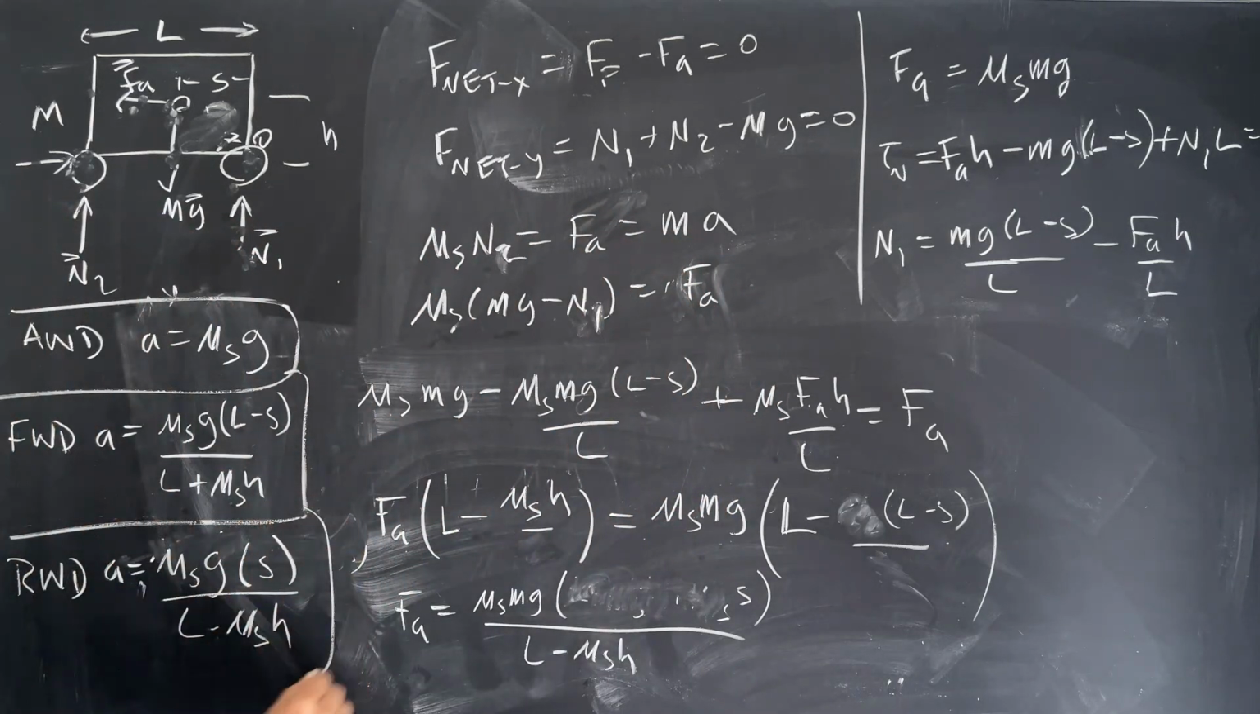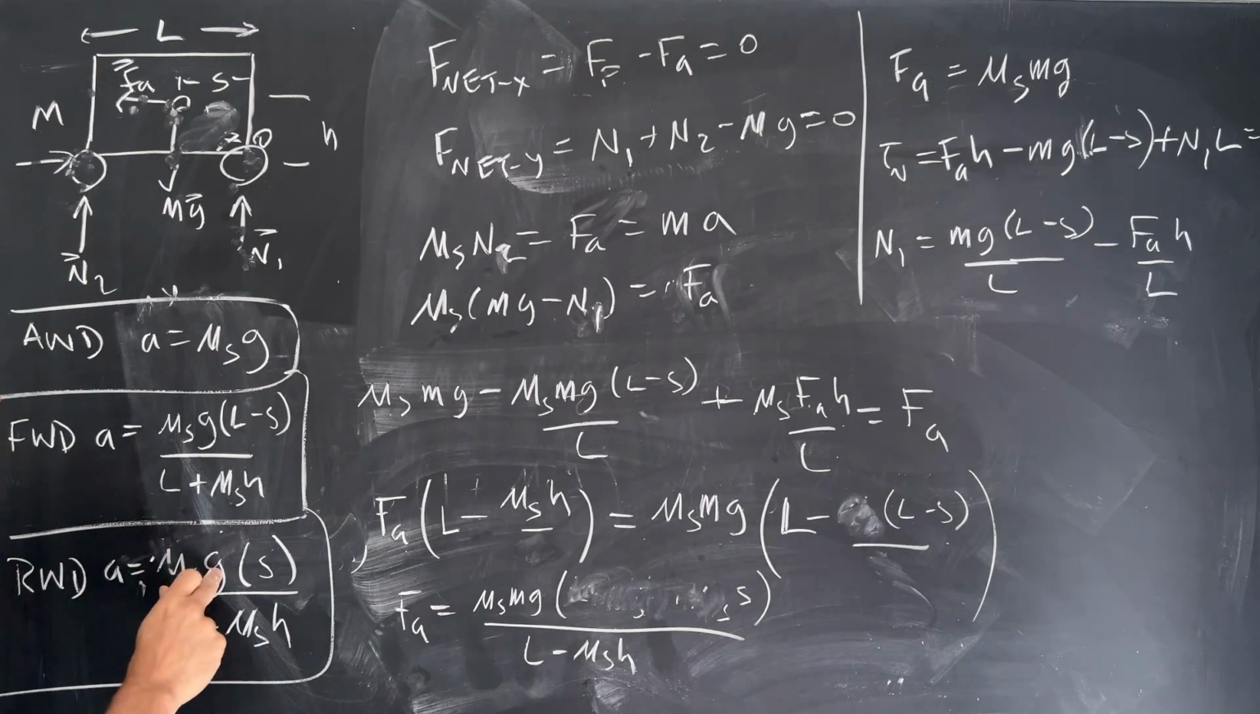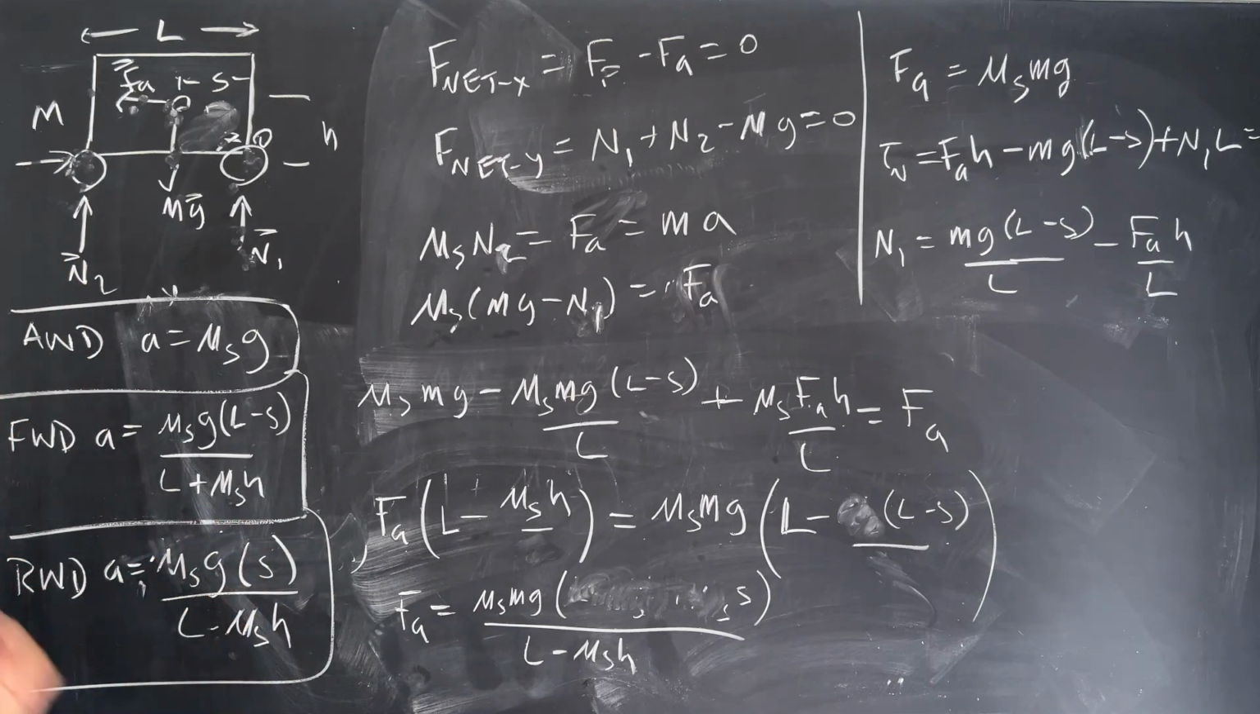Okay, so now I have 3 accelerations. Let's just check the units. Unitless, meter per second squared, distance divided by distance. So that works out.